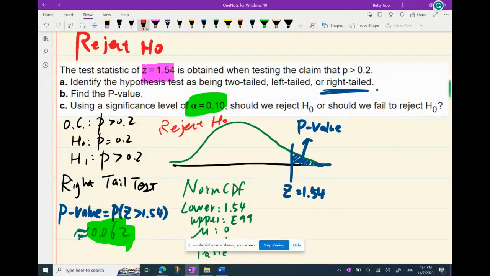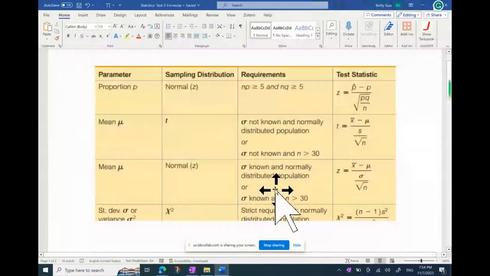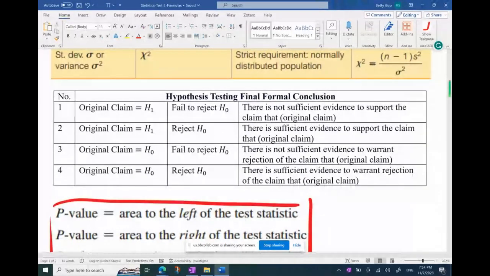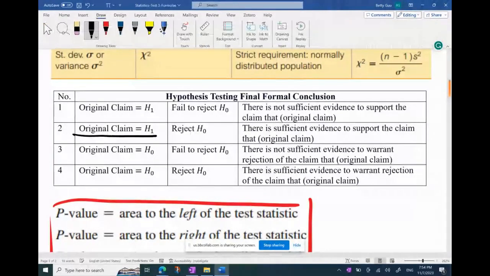Okay, let me show you the table. I'm going to include this table in a formula sheet. In this case, our original claim is the same as the alternative, and we decide to reject the null. Then what's the formal conclusion about the original claim? We say there's sufficient evidence to support the original claim. When you take the test, if you are required to make that formal decision about the original claim, look at this table, you'll be fine.